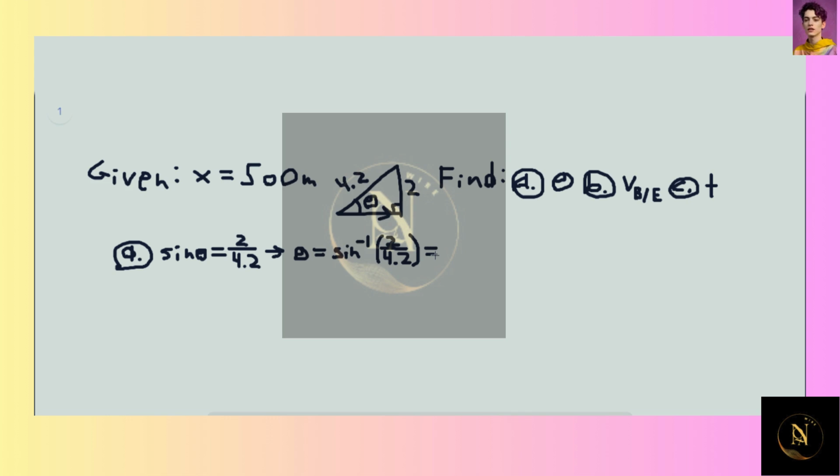And if I compute this, I'm going to have an angle of 28.4 degrees. So that's going to give me the direction so that the boat goes directly east from its starting point. Okay. So now part B.